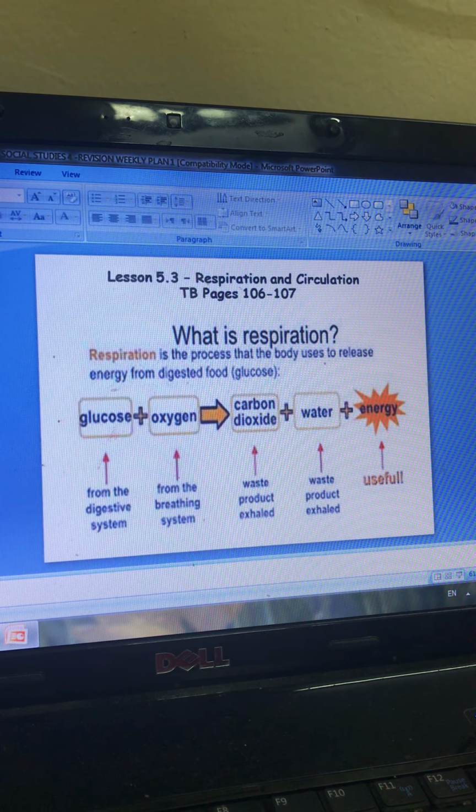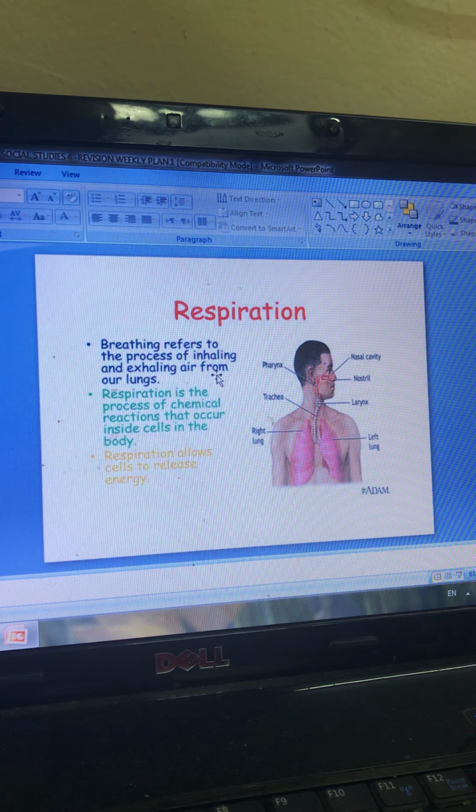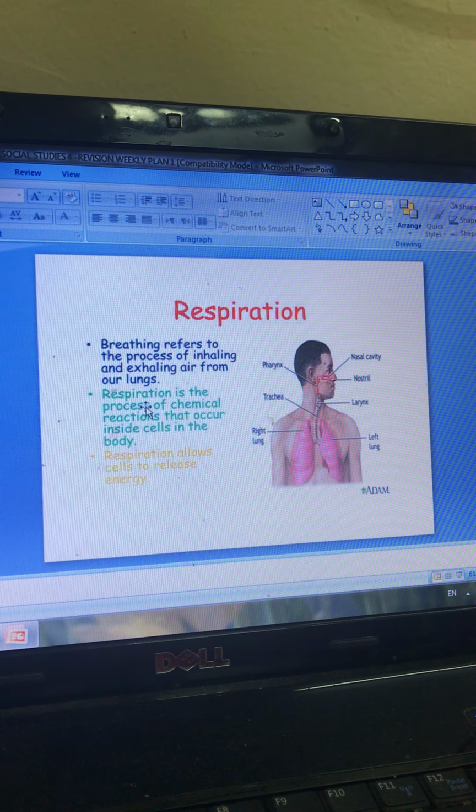Okay, next is chapter 5. Okay, chapter 5. What is respiration? Respiration is the process the body uses to release energy from digested food. Okay. Next, about respiration, breathing refers to the process of inhaling and exhaling air from the lungs, while respiration is the chemical reaction that occurs inside the cells of the body and allows cells to release energy.